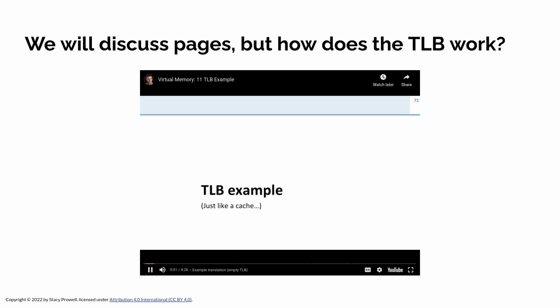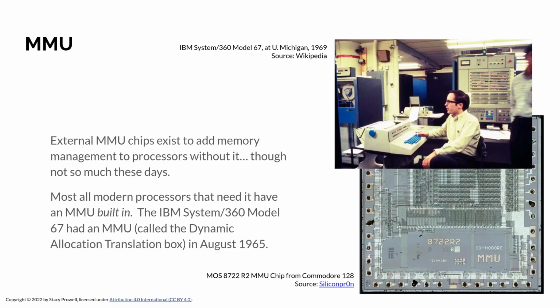We're going to take a look at an example of a hit at a kind of high level next. Up there on the right hand side, you see an IBM System 360 in Michigan in 1969, and it had an MMU. At the bottom of the right hand side is the MMU from the Commodore 128. So external MMU systems existed that you could add to memory management. Not so much these days. These days, modern processors have memory management built into them.